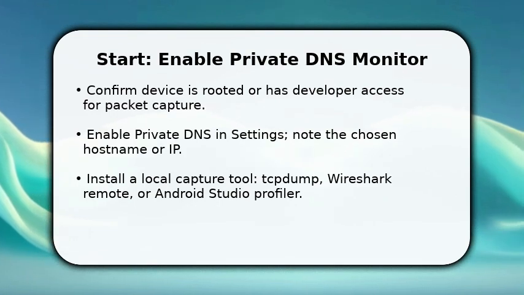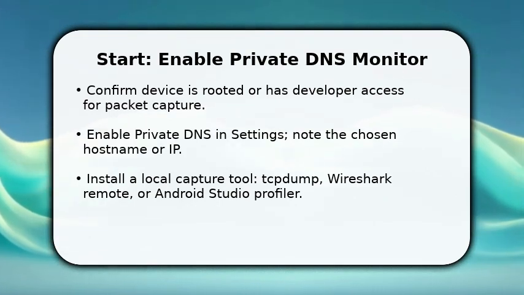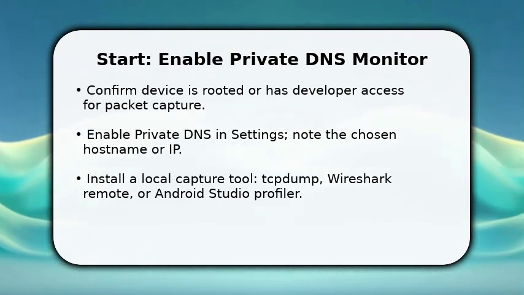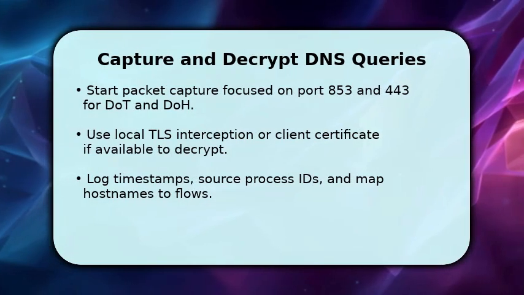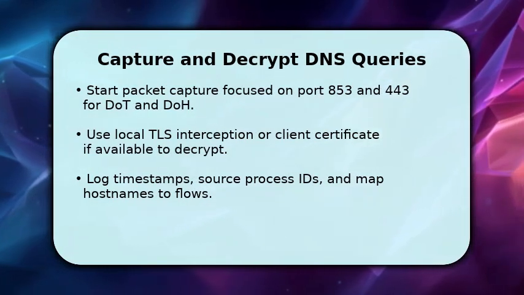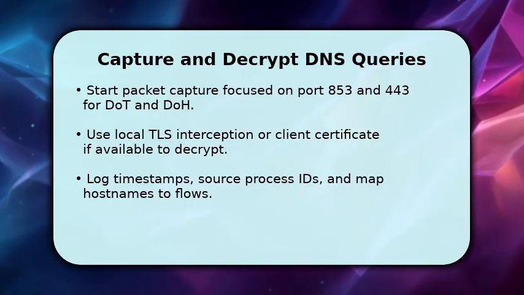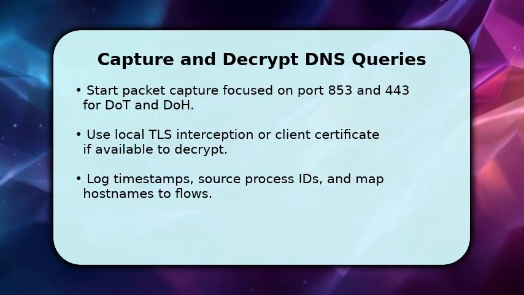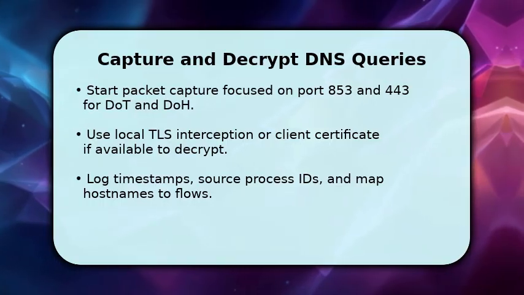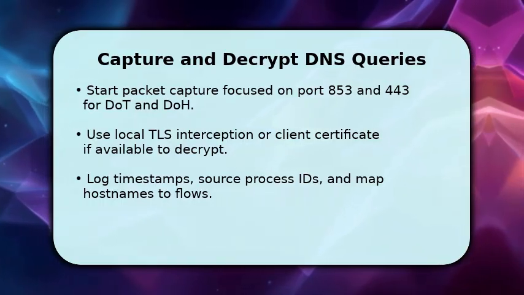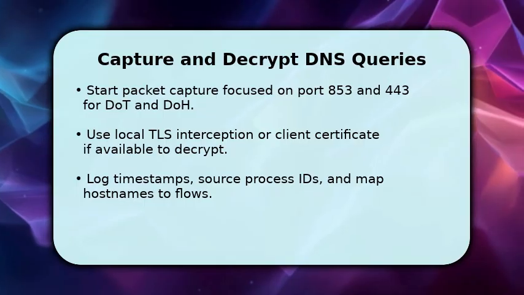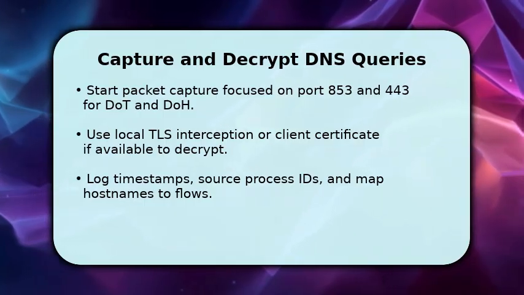Now start capturing traffic targeting port 853 for DNS over TLS and port 443 for DNS over HTTPS. Filter by the private DNS hostname you recorded to reduce noise. If the device allows, use local TLS inspection or import a debugging certificate to decrypt TLS sessions.